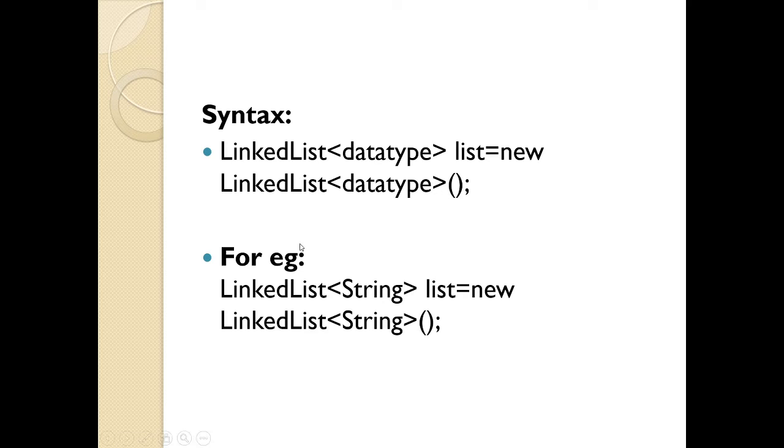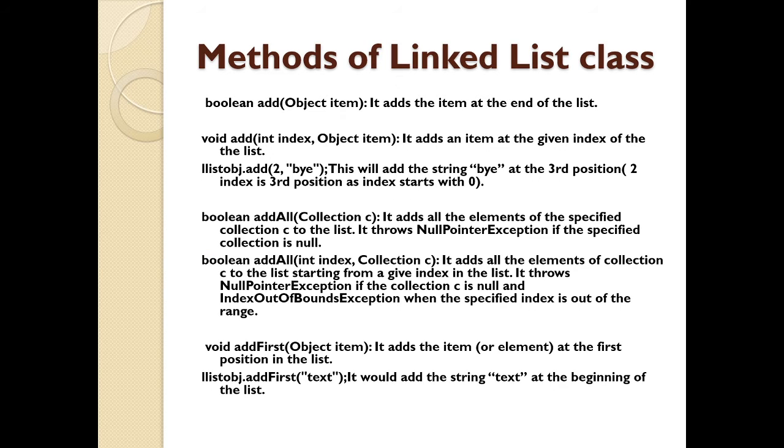Now based on this syntax, look at the example here. Here we have created a linked list of the data type String. The identifier name I have written is list. So list is a linked list which I have created with the new keyword, of the data type String. Now we will be applying methods on this linked list which we have created. Proceeding further, let's see the methods of the LinkedList class.